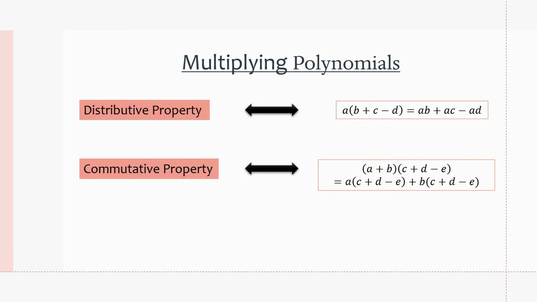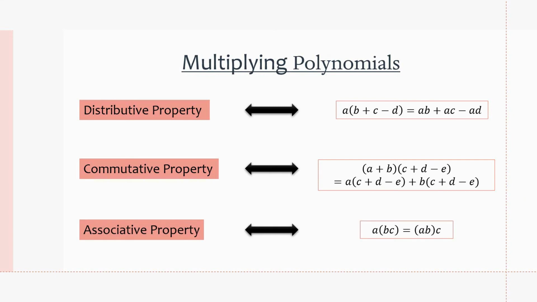We could also do the reverse. We could say that instead of this, we could break up this trinomial and say that C times A plus B, and then D times A plus B, minus E times A plus B. So we can break up either one of the polynomials and put it in this form, right? Where each term in that polynomial multiplies to the other polynomial, okay?